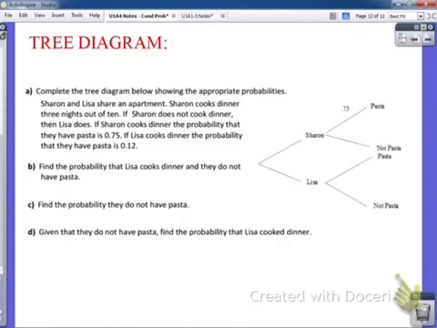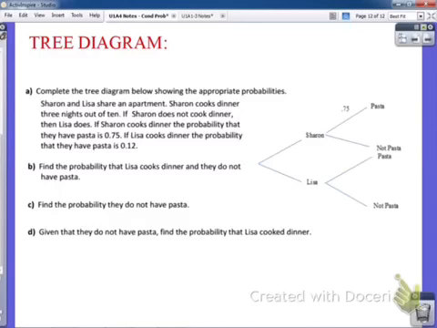Sharon and Lisa share an apartment. Sharon cooks dinner 3 nights out of 10. If Sharon does not cook dinner, then Lisa does. Now watch this, because a lot of people get hung up on tree diagrams, and it's pretty simple. If Sharon cooks dinner, the probability that they have pasta is 75%. And if Lisa cooks dinner, the probability they'll have pasta is 12%.